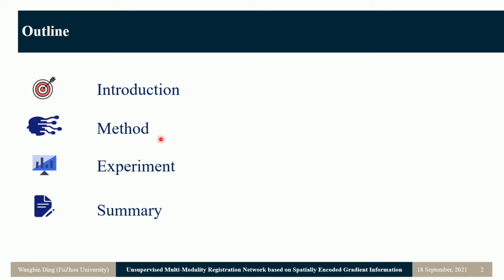First, I will give a brief introduction about the medical image registration problem. Then I will talk in detail about the architecture of the registration network and how to train the network based on the proposed specially encoded gradient information. In the experiment part, we will demonstrate our method based on two public medical image datasets. Finally, I will give a summary about my presentation.